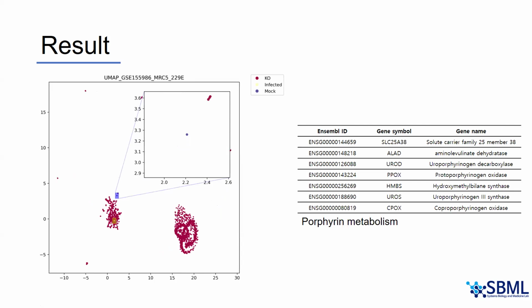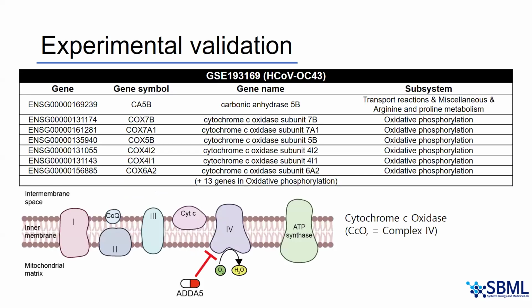And in this case, in GSE155986, when the genes involved in the opioid metabolism are knocked out, the metabolism goes back similar to the mock state. So from here is an experimental validation part.